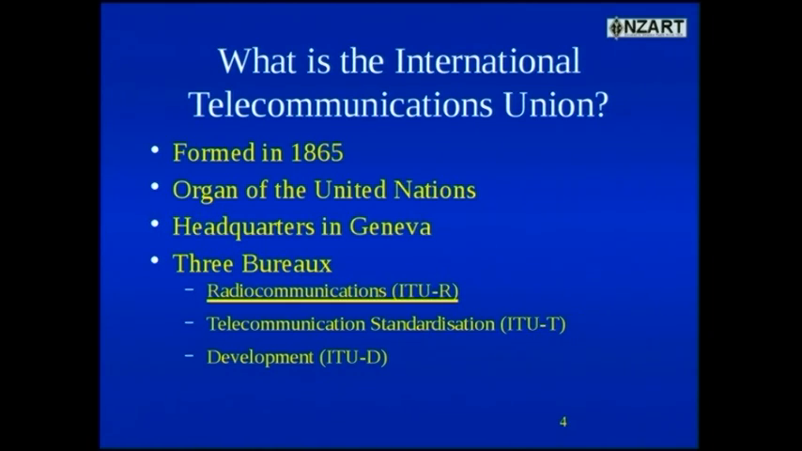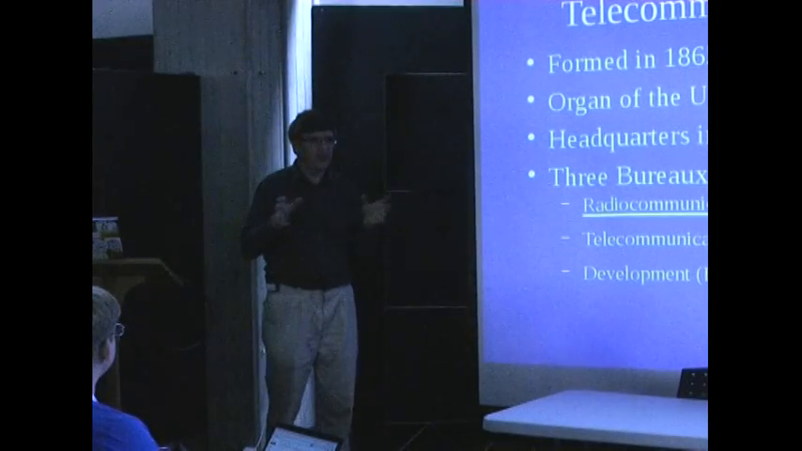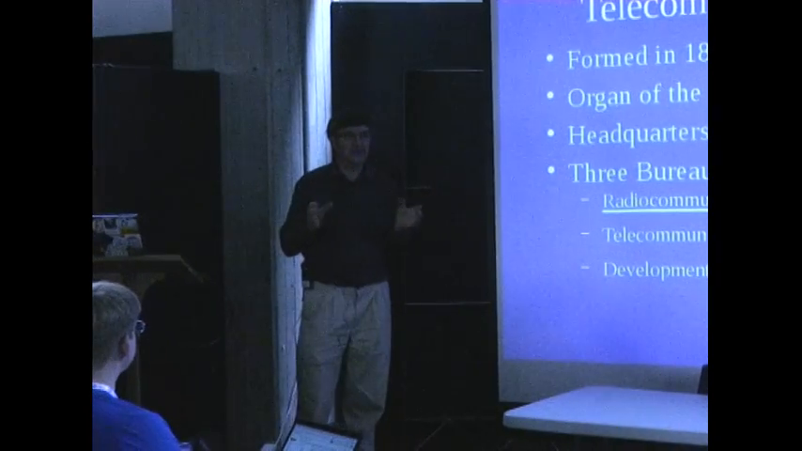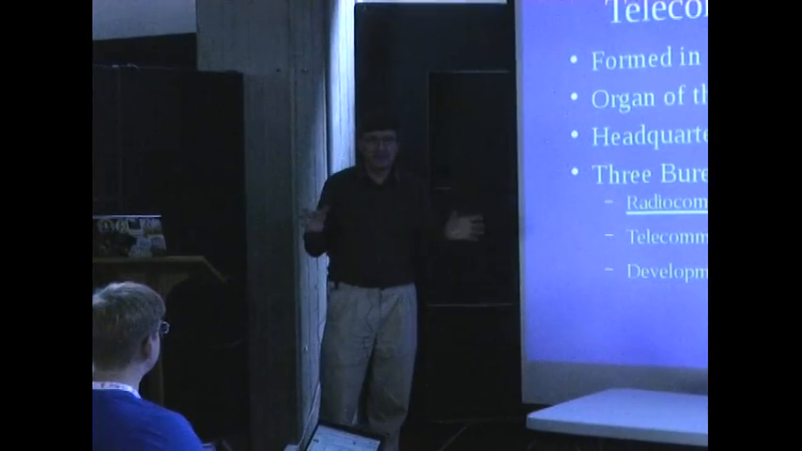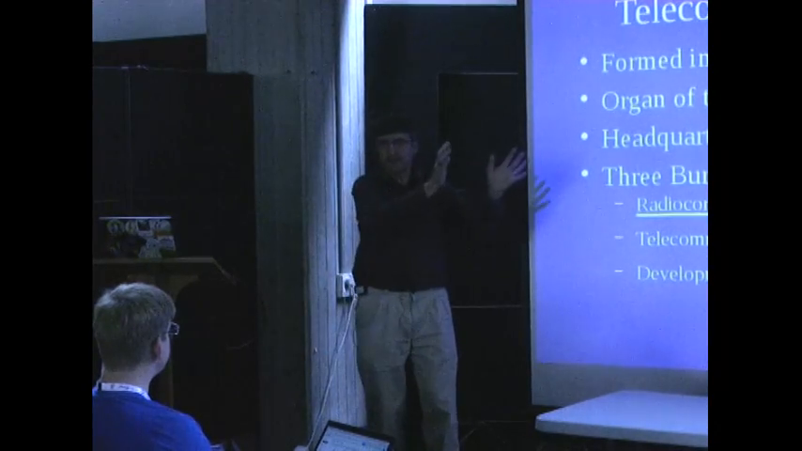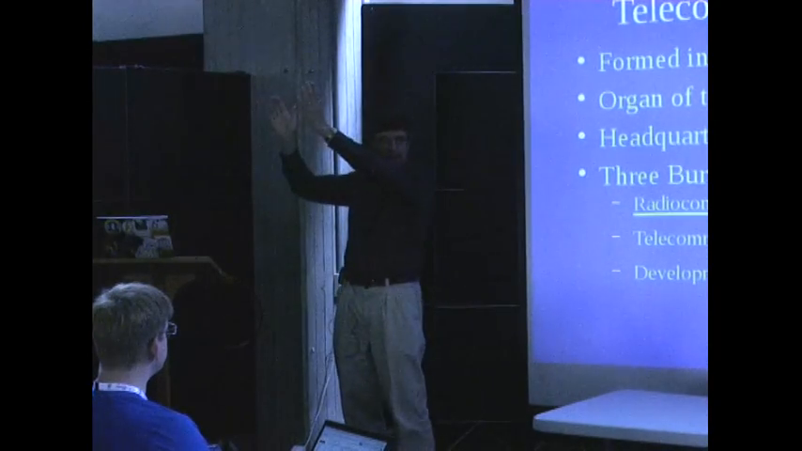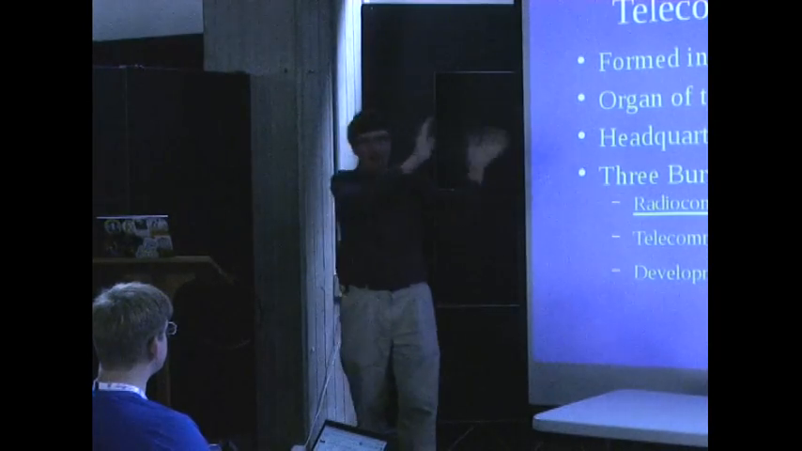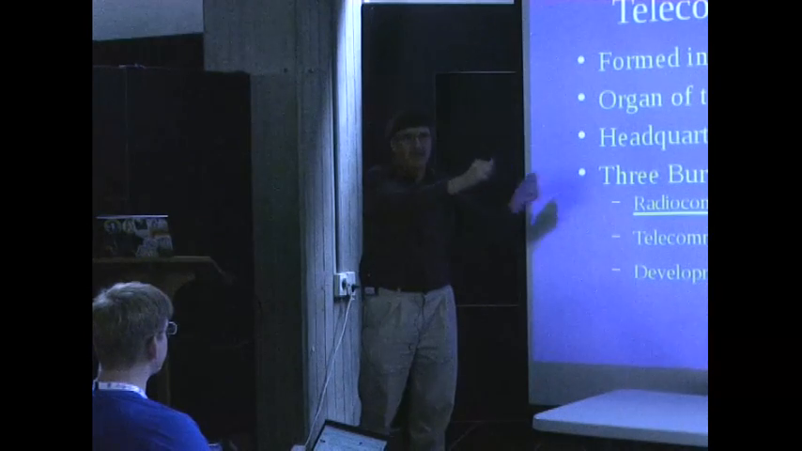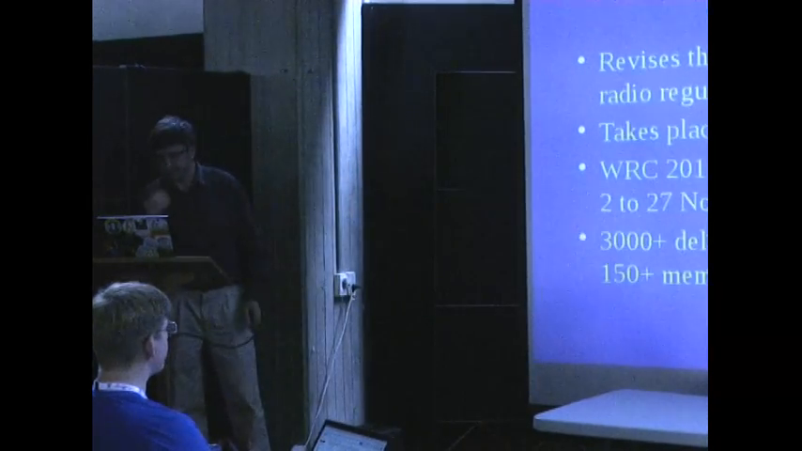The radio communications part is the one that sets up what people tend to think of as rules. They're called the International Radio Regulations, but they're in fact a treaty between countries, an agreement between countries that we are going to use this bit of spectrum for this purpose, this bit of spectrum for broadcasting, this bit for amateurs, we're going to use this bit over here for marine, and so on and so forth. The overall rules for the system.